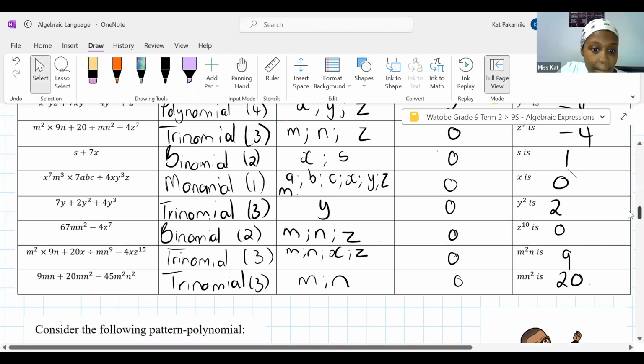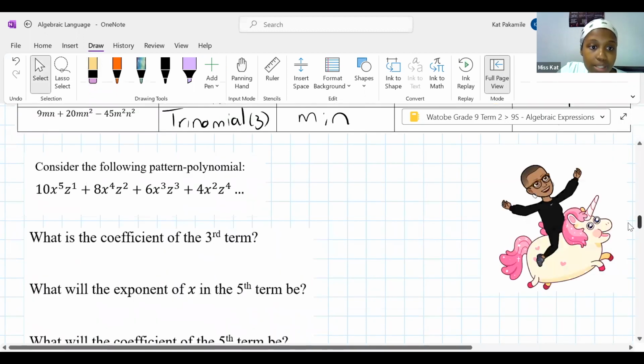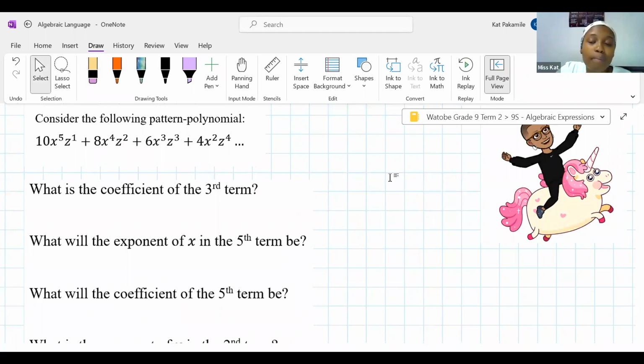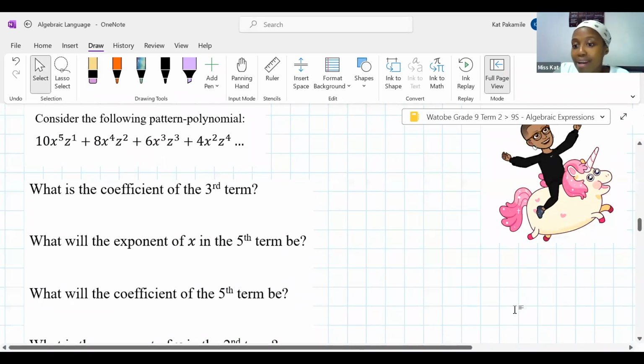Okay, consider the following pattern polynomial. It is exactly that. It is a polynomial, which is a pattern because we just did patterns, so I thought it would be a good idea to incorporate it with polynomials. That was a lot of people. Okay, let's look at this.